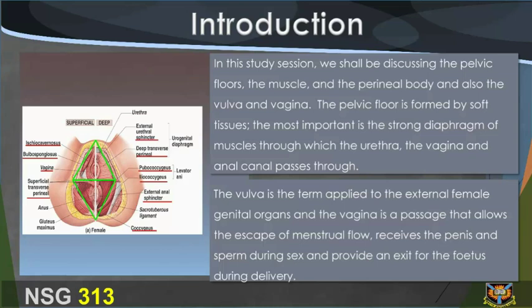The vulva is the term applied to the external female genital organs, and the vagina is a passage that allows the escape of menstrual flow, receives the penis and sperm during sex, and provides an exit for the fetus during delivery.